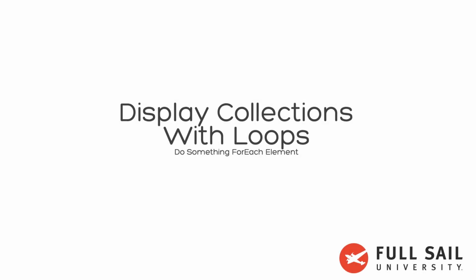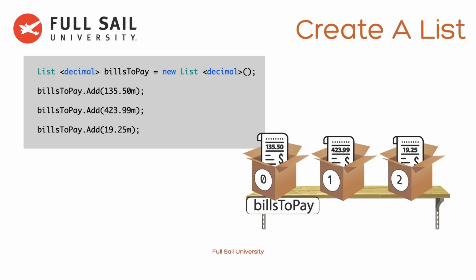In this video, we're going to talk about displaying a collection, which is an array or a list, with a loop. And so far we've done this with a for loop, but now we're going to teach you about the for each loop and explain the differences between the two. To start out, we're going to create a list.